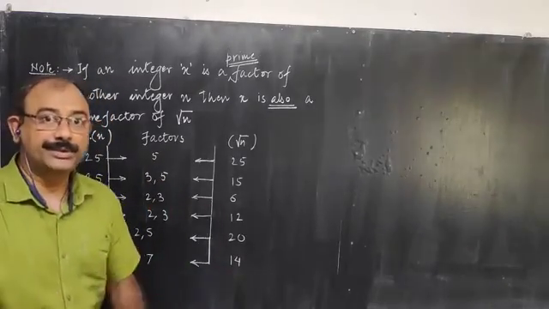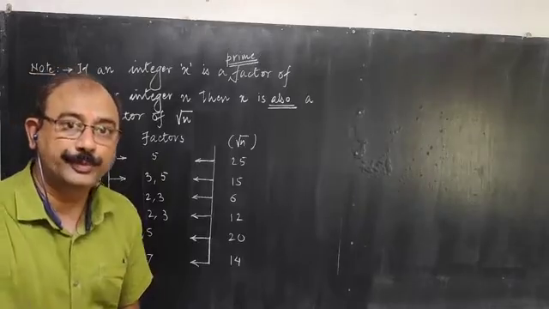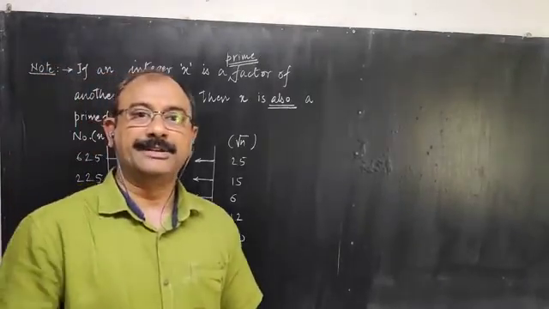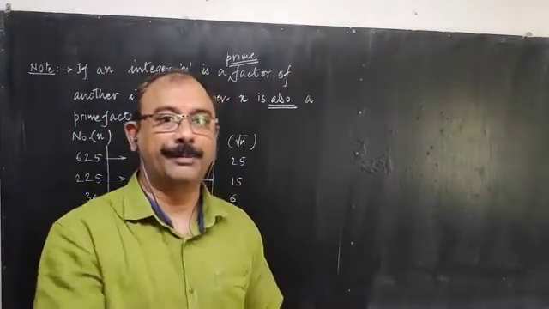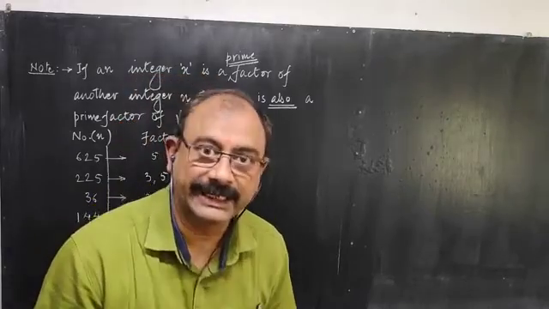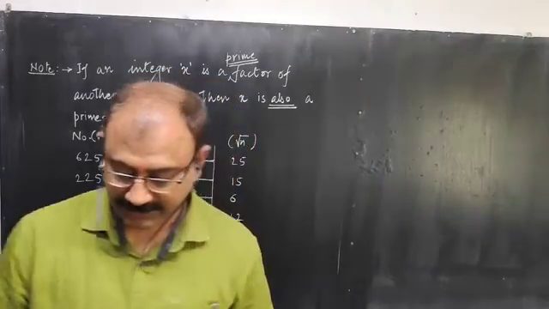Okay? We are going to use this information to prove that the square root of a prime number is an irrational number. Okay? Thank you.